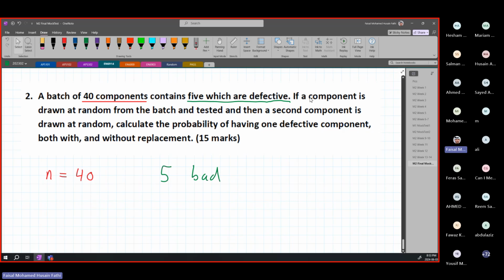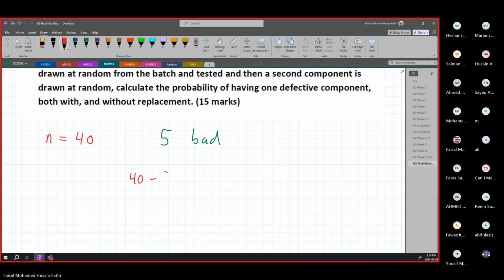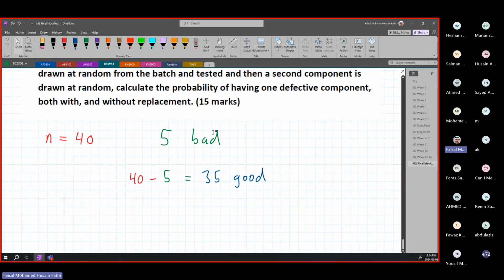Before even moving on with the question, if 5 out of 40 are bad, that means 40 minus 5 are going to be good, right? Which is equal to 35 are good. We have 5 that are bad out of 40, the rest are good. They're opposites, of course.